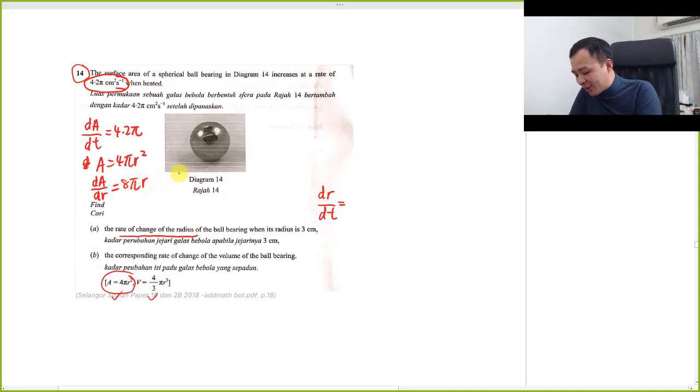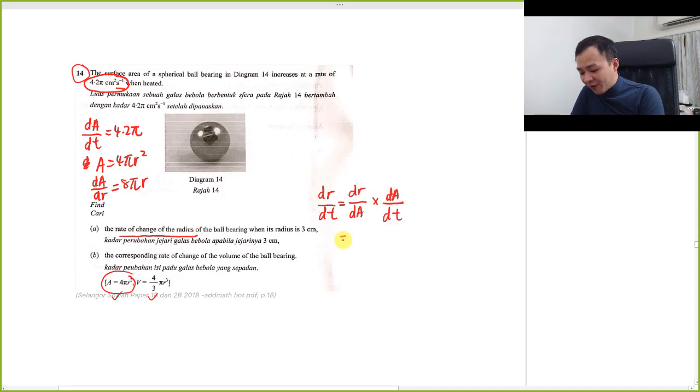Why didn't I choose the volume? Because the 4.2 pi information given here is for area. If I choose the volume, it's very hard for me to form the chain rule. So in this case, choosing the area will be easier. I have dA over dr and I have dA over dt. I know I can form the chain rule like what I taught you last week. If dr is on the top, you write dr over dt, and the middle two terms must be exactly the same term. So basically it's dA and dA.